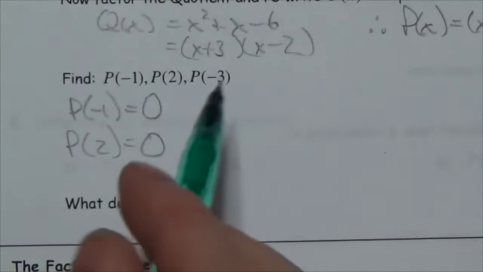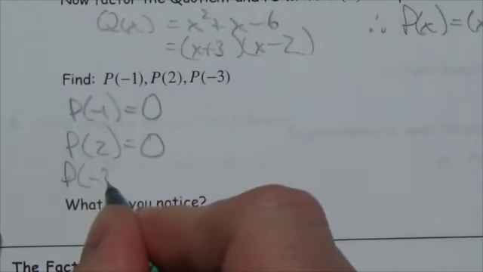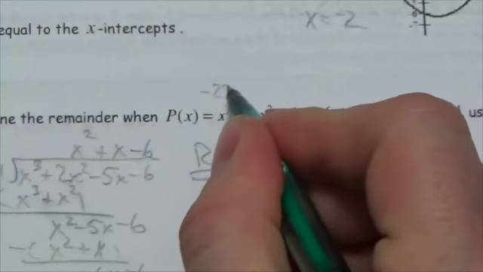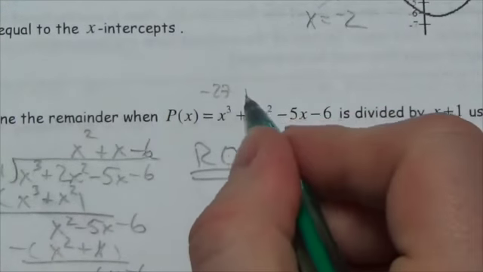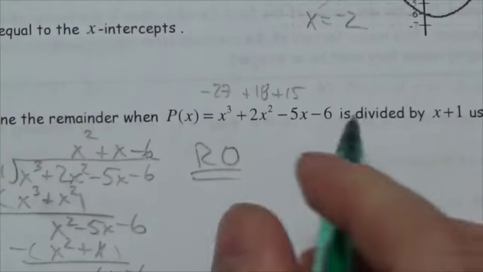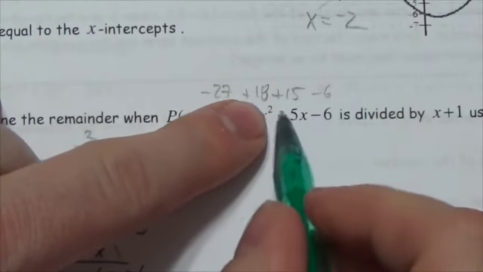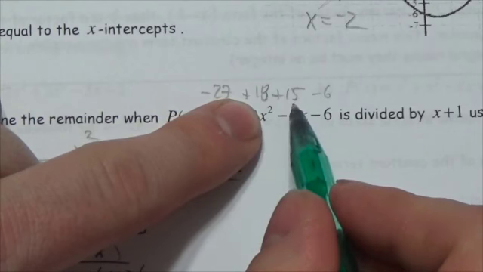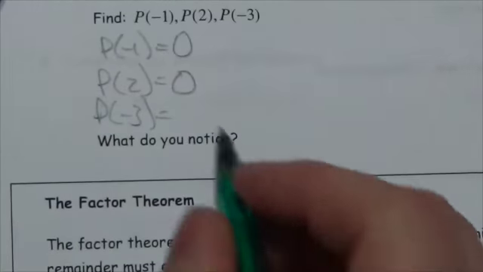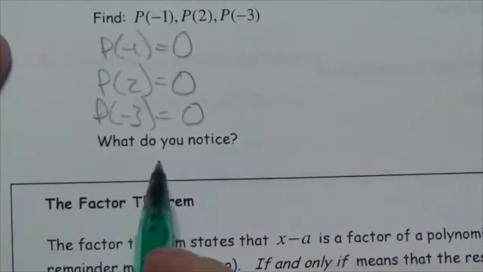Let's take a look right now at negative 3. If you plug negative 3 in, negative 3 cubed is going to be negative 27. 9 times 2 is going to be 18. This is going to be plus 15 minus 6. So 18 plus 15 is going to be 33. Negative 27, negative 6, negative 33 goes to 0. Isn't that interesting? So what do I notice here?